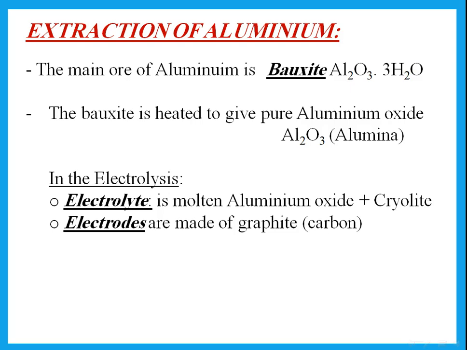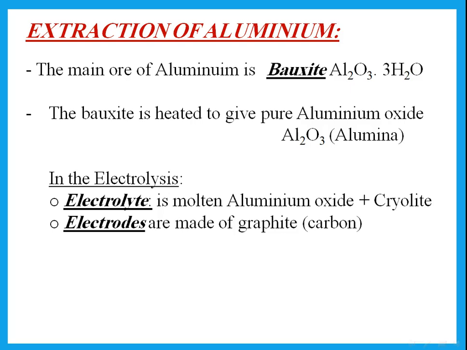So in electrolysis, if you remember what we said about electrolysis, that means I need the aluminium oxide, but I need it to be molten. I need to heat it until it melts. Now I have a problem. In heating aluminium oxide until it melts, I need to heat it to 2100 degrees centigrade in order to melt it. That is a very high temperature and it requires a lot of energy, so that is actually very expensive.